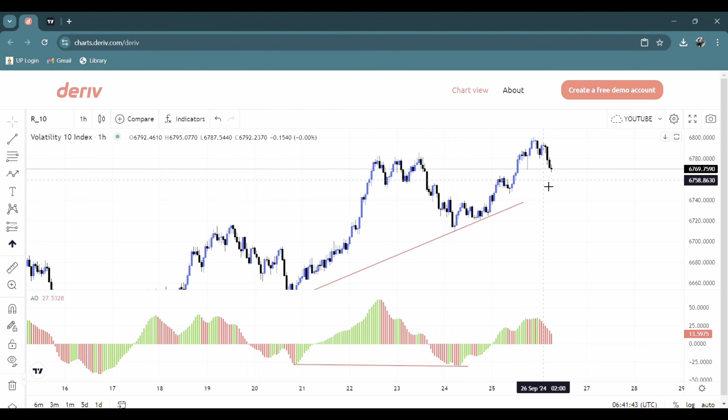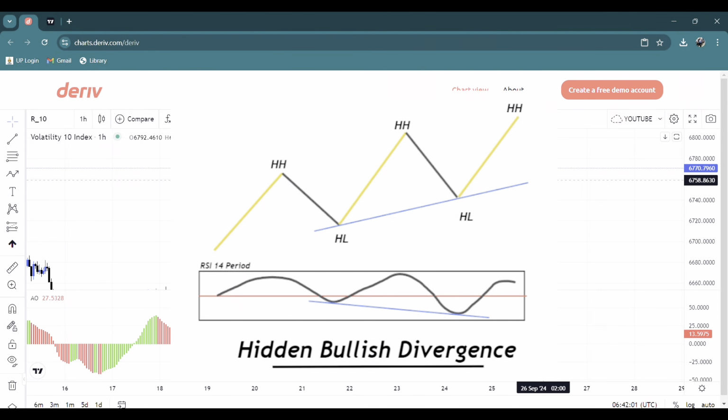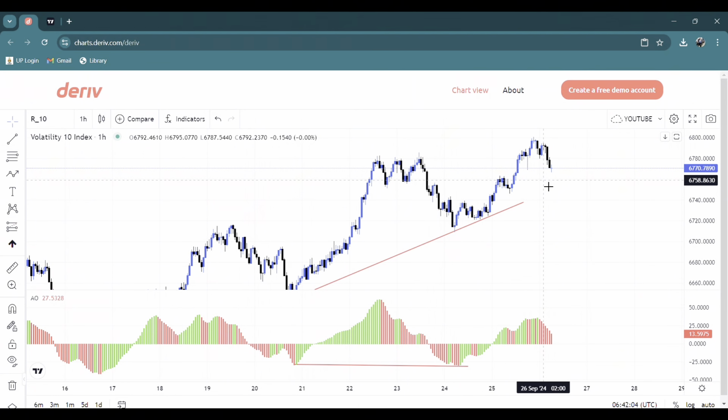As we move on and elaborate further on divergence, it is important to note that there are two types of divergences that we have. We have regular divergence and hidden divergence. Previously, we were busy discussing regular divergence, and now I'm about to introduce you to what is called hidden divergence. Hidden divergence in technical analysis is a concept used in trading to identify potential trend continuation signals. Unlike regular divergence, which often signals a potential reversal, hidden divergence suggests that the current trend is likely to continue.